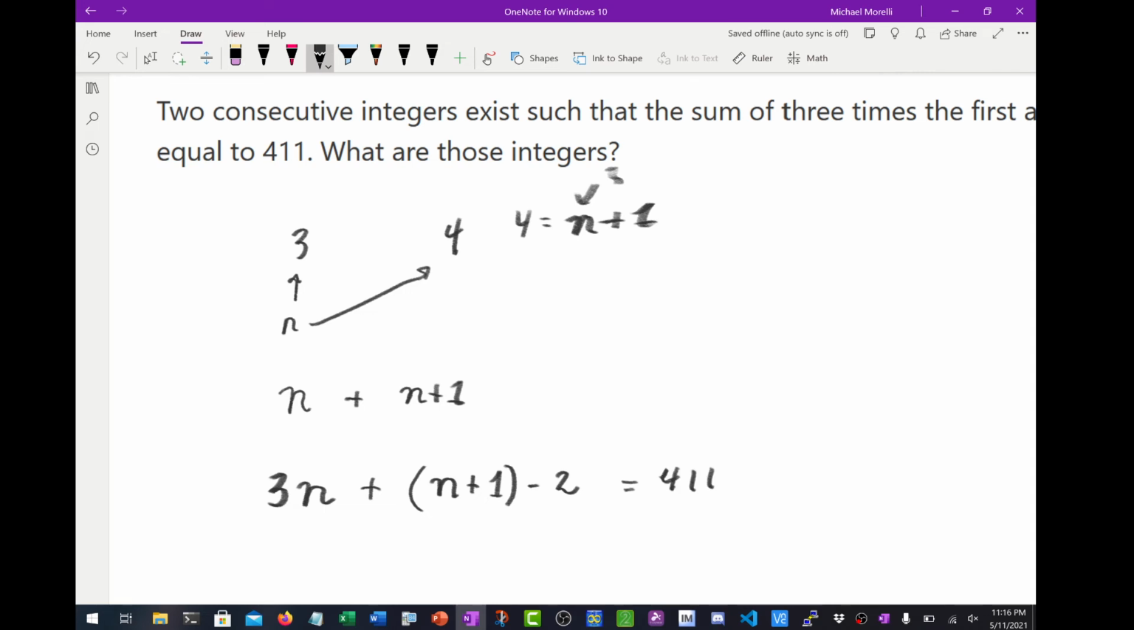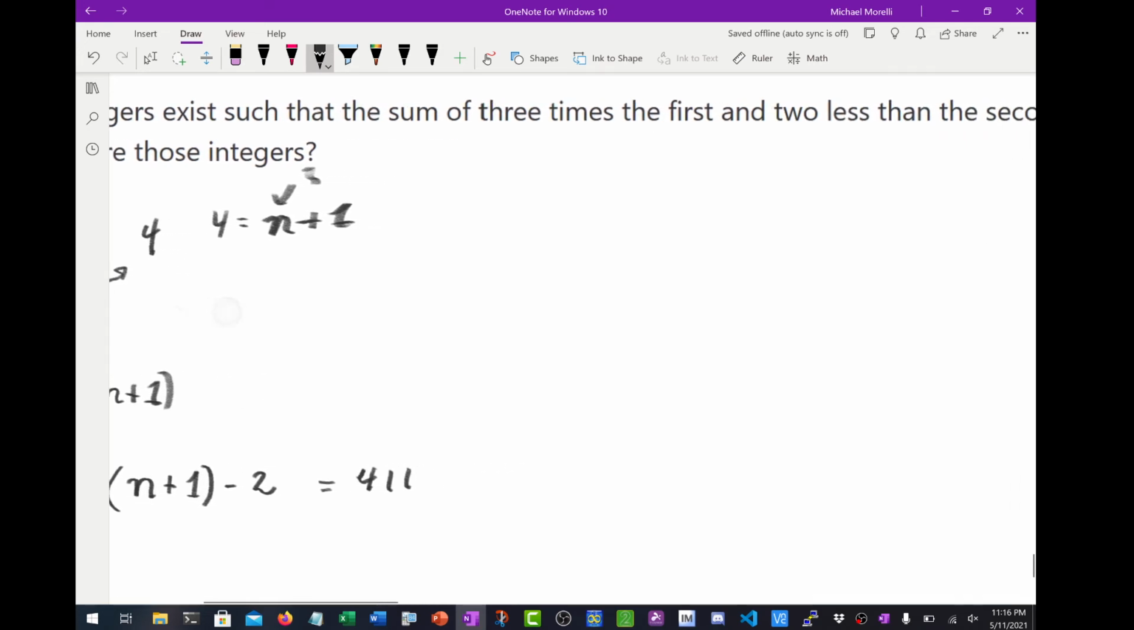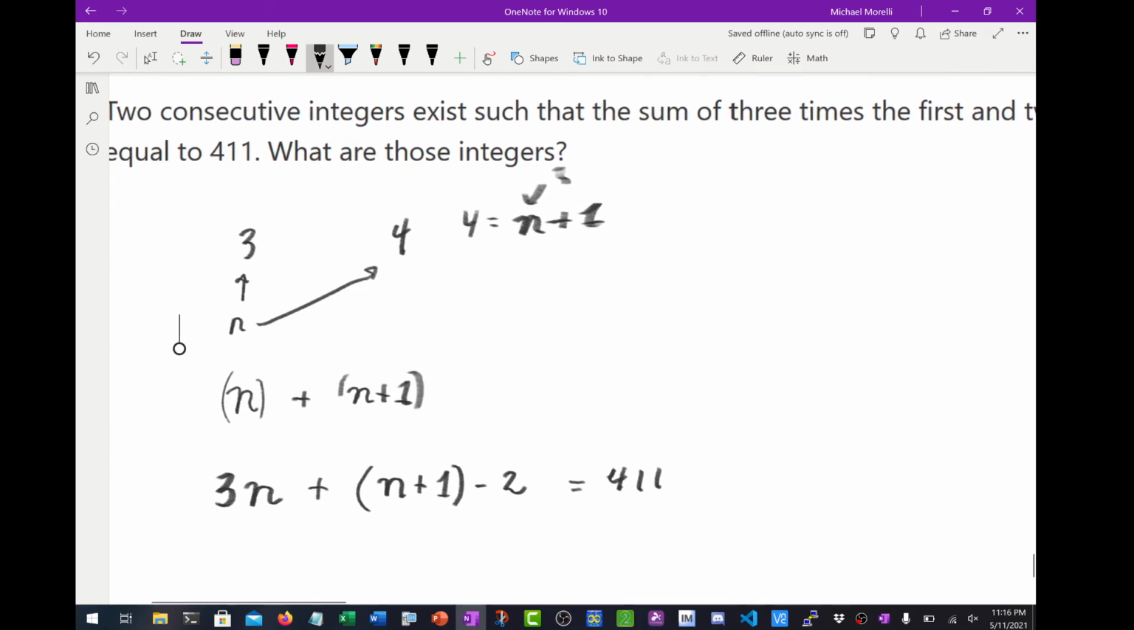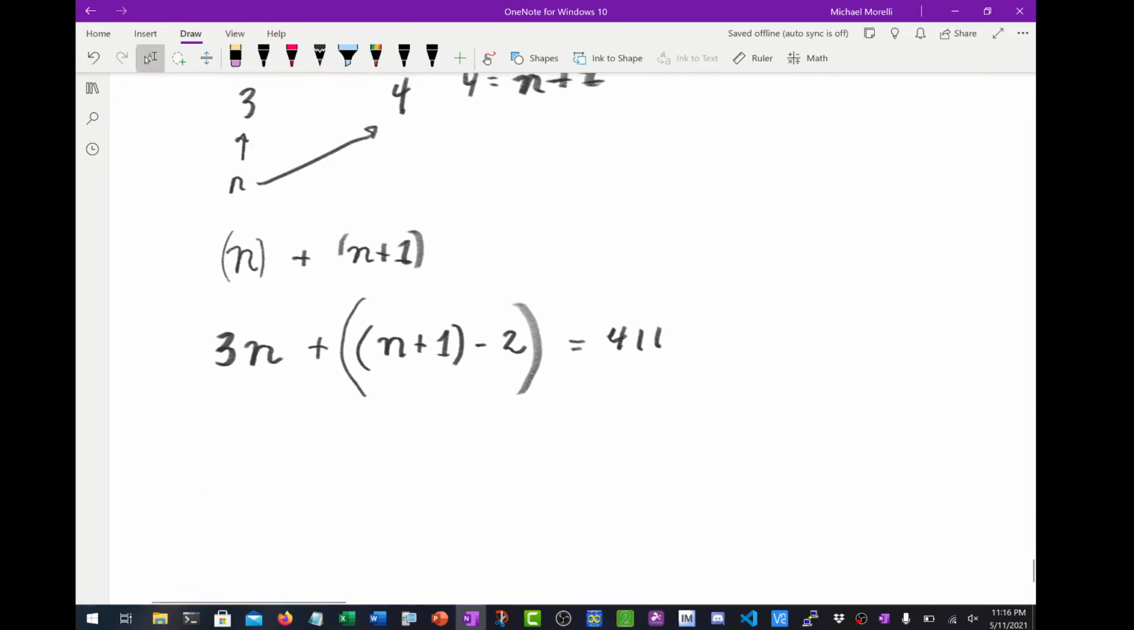So just don't lose sight of the fact that it's n and then n plus 1. So 3 times the first would be 3 times n. And then it says 2 less than the second. Well, the second is n plus 1. So if I take n plus 1 and I subtract 2, that's 2 less than the second. So let's just write this out. It's going to be 3n plus n plus 1 minus 2 equals 411.